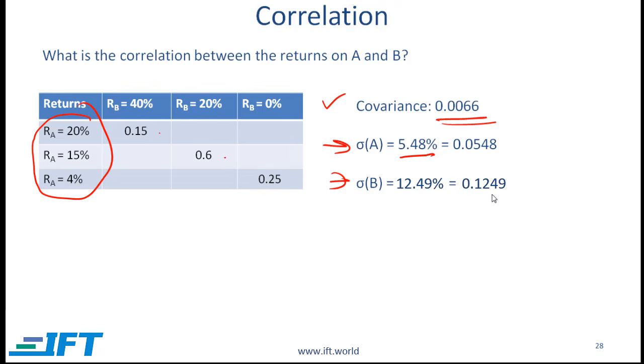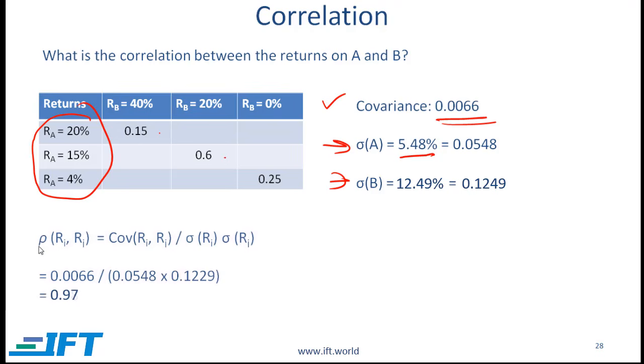5.48% or 0.0548. The standard deviation of B is 0.1249. Given these numbers, you simply plug into the formula and you come up with a correlation of 0.97. Notice that this correlation of 0.98 is very close to 1. And this tells us that the correlation between the two stocks is very strongly positive. So it is almost 1.